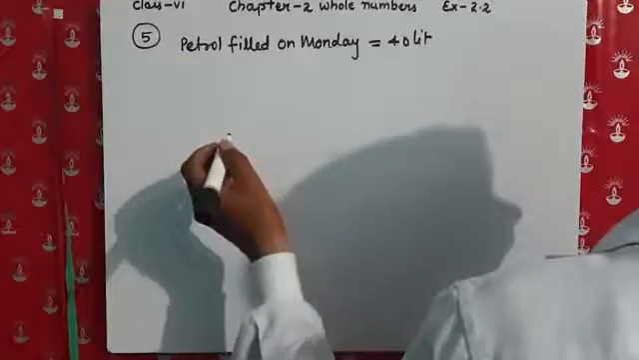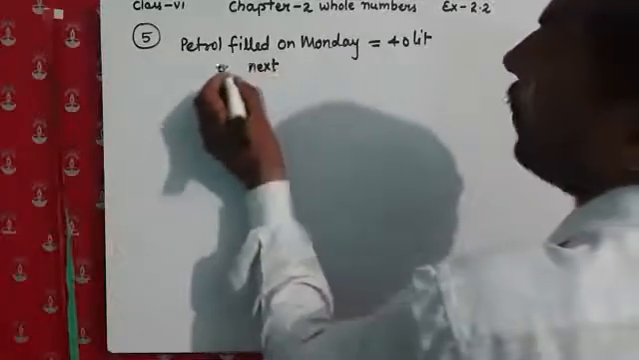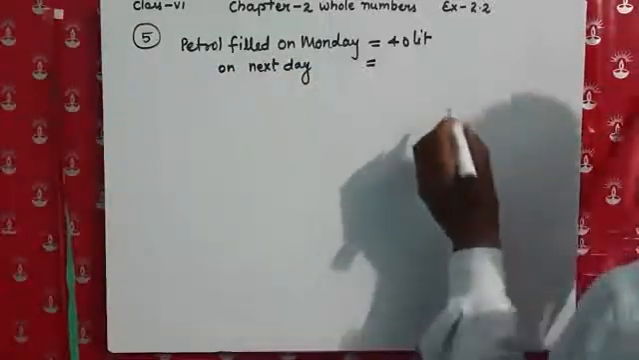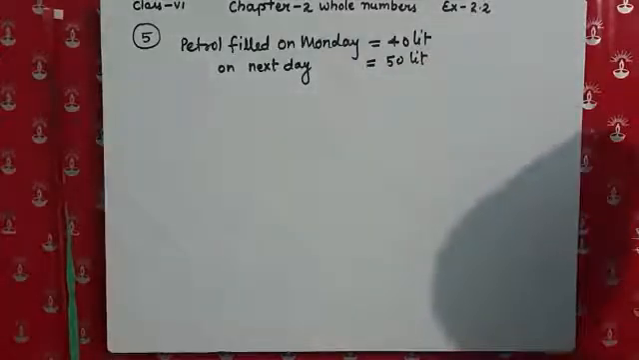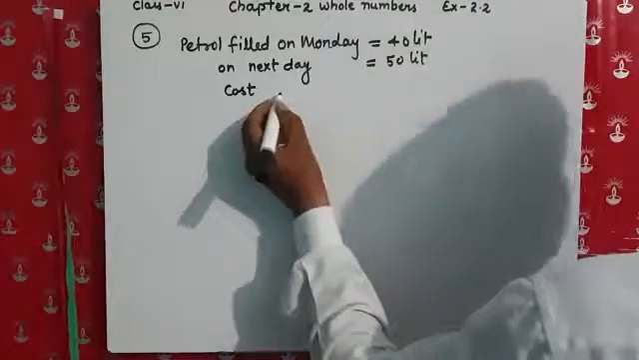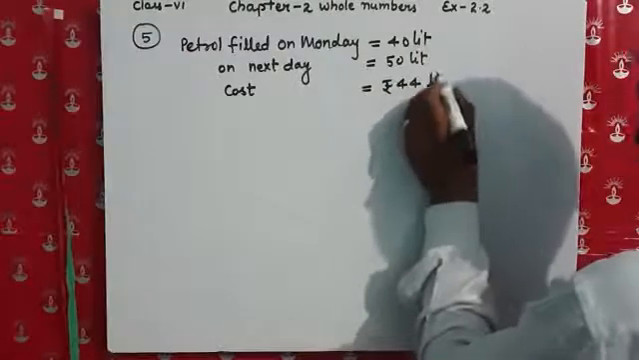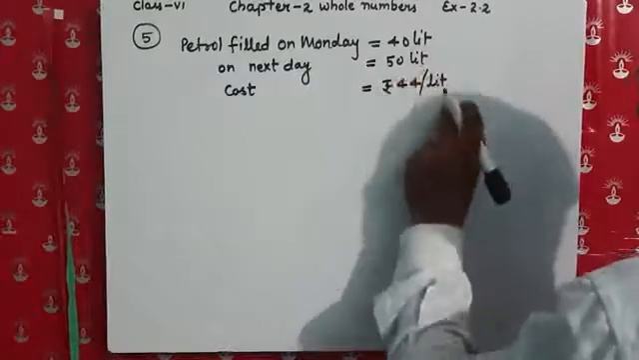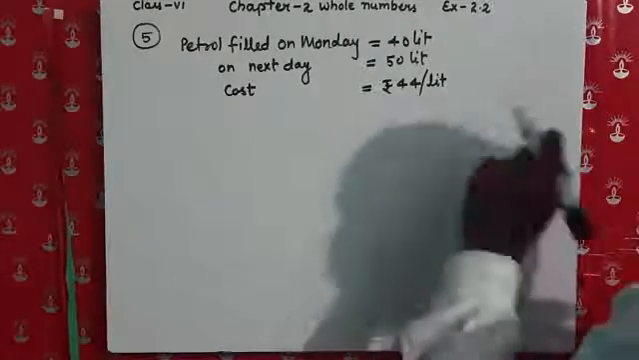And petrol filled on the next day, that is 50 liters. And simply the rate, meaning the cost per liter of the petrol, is given: rupees 44 per liter. That means the cost of 1 liter of petrol is 44.